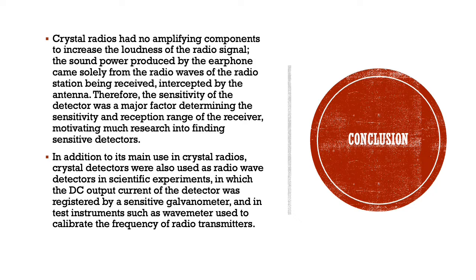In addition to its main use in crystal radios, crystal detectors were also used as radio wave detectors in other scientific experiments in which the DC output current of the detector was registered by a sensitive galvanometer, and in test instruments such as wave meters used to calibrate the frequency of radio transmitters.